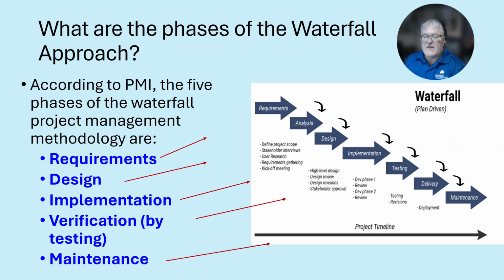Again, what are the phases of a waterfall approach? The five phases of the waterfall approach have been categorized. It's kind of generic, but I'll go with it. You have the requirements phase, the design phase, implementation and verification, and then maintenance. I'm just showing another example of what is involved with the waterfall planning approach.